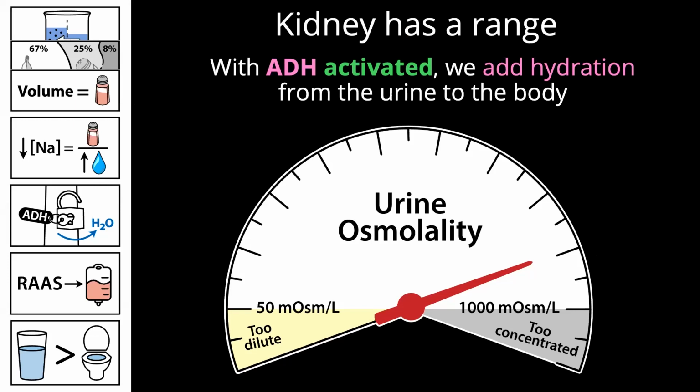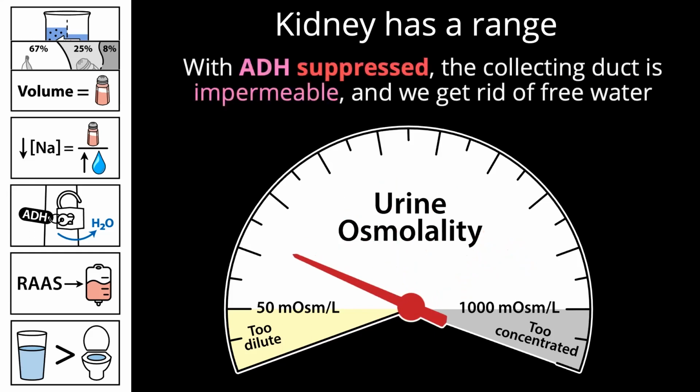There is a range. When ADH is activated, we're adding hydration from the urine to the body, which is making the urine concentrated up to like 1,000 milliosmoles per liter. Beyond that, it's pretty challenging. I think some animals in the animal kingdom, like the desert mouse, can make even more concentrated urine. But for humans, 1,000 or 1,200, that's your upper limit of concentration. When you suppress ADH, that urine osmolality drops. And if it's maximally suppressed, you can have urine as dilute as 50 milliosmoles per liter.